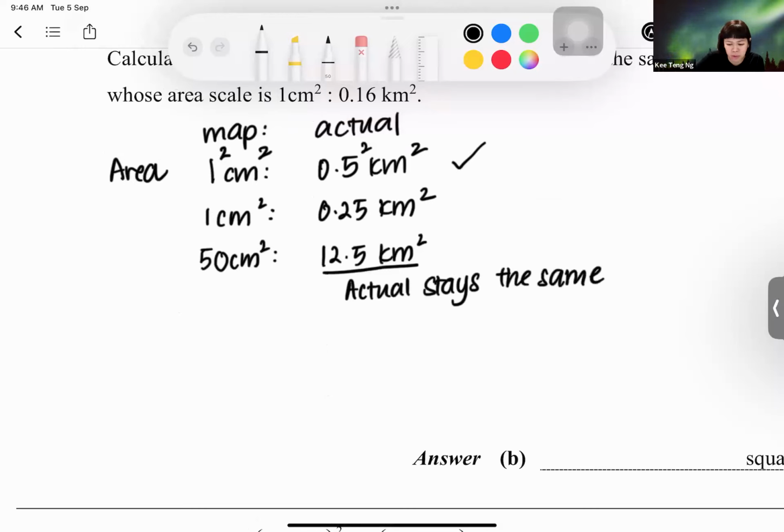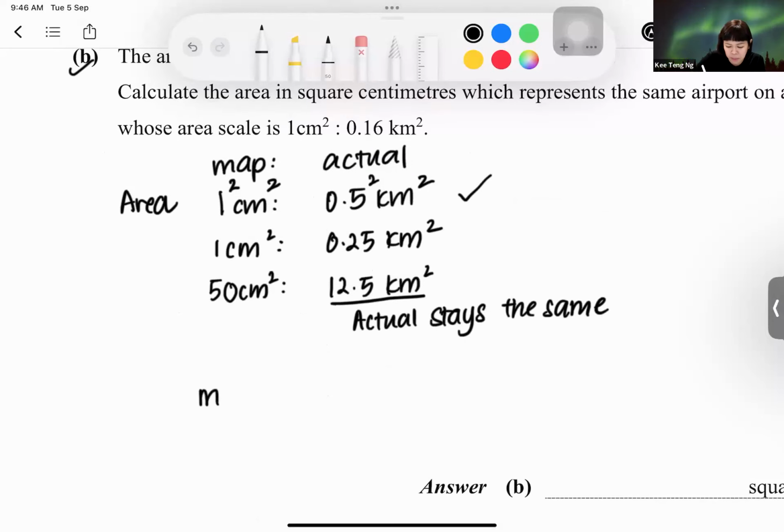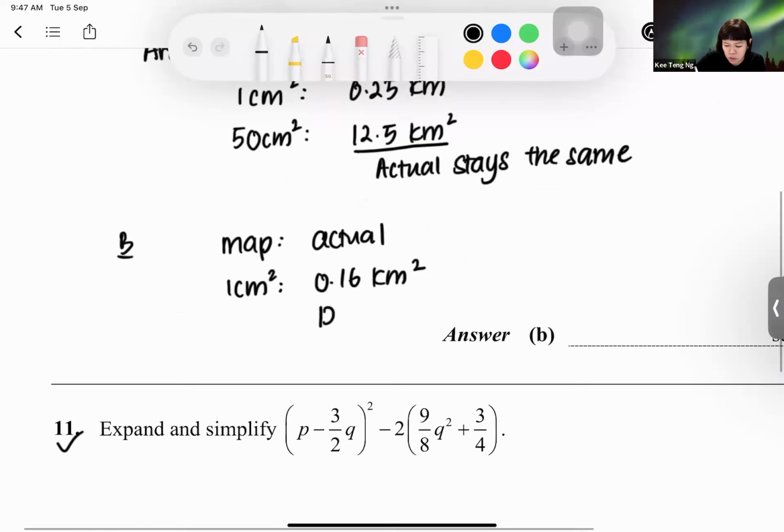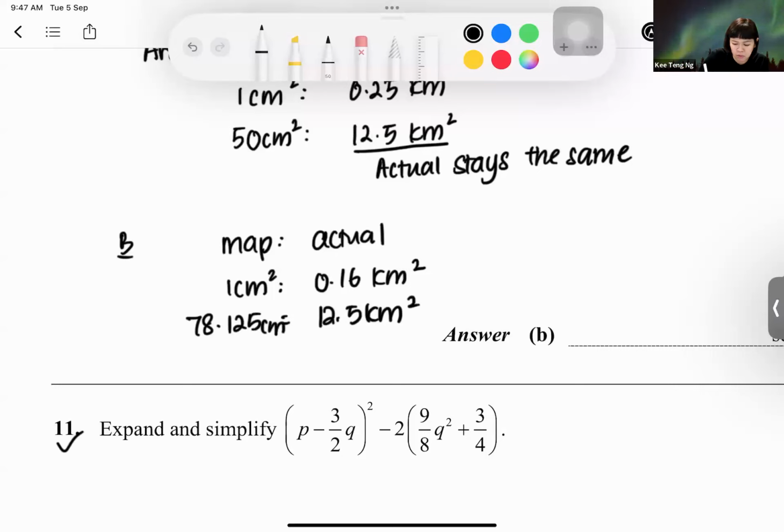So what I'm going to do, I'm going to use Map B. Map B has given me an area scale to start off with directly. This is B, this is A. So 1 cm square is to 0.16 kilometers square. Now given that I have the actual 12.5 kilometers square, just undo. So 12.5 divided by 0.16 gives me my answer, 78.125 cm square.